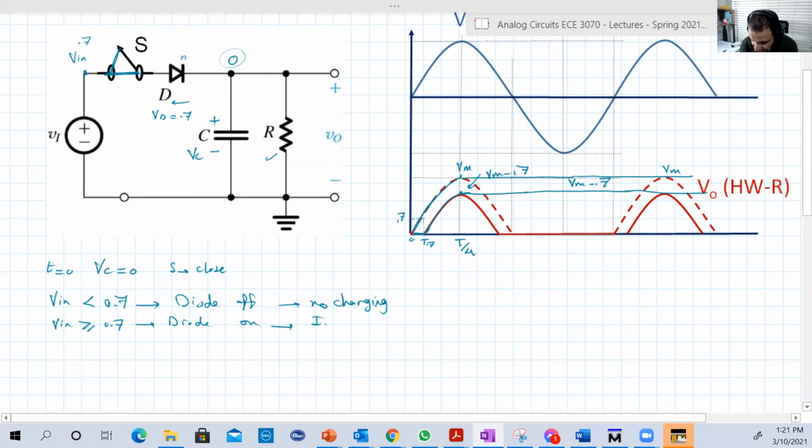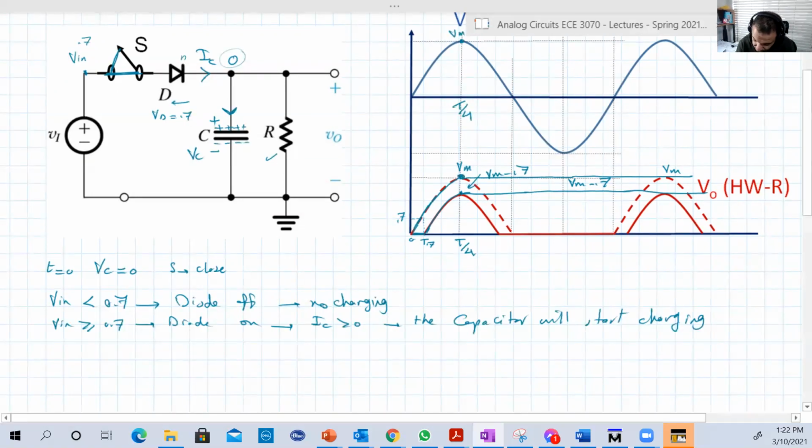So there will be a current. IC is greater than 0. This is IC or ID, both are equal. And the capacitor will start charging. It will develop charges, positive charge on that plate and negative charge on that plate, because this is the charging current. And this will continue until the input voltage here reaches Vmax.